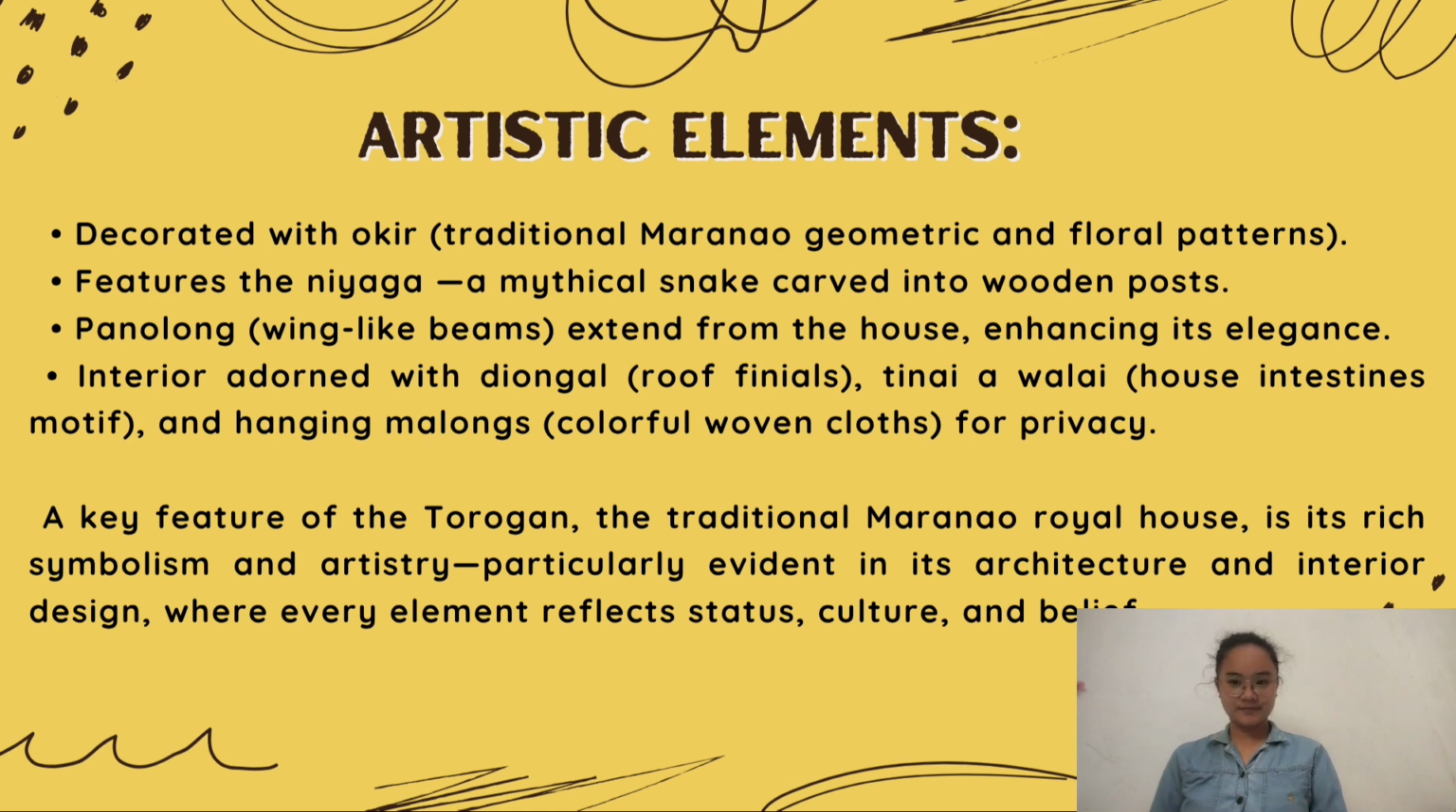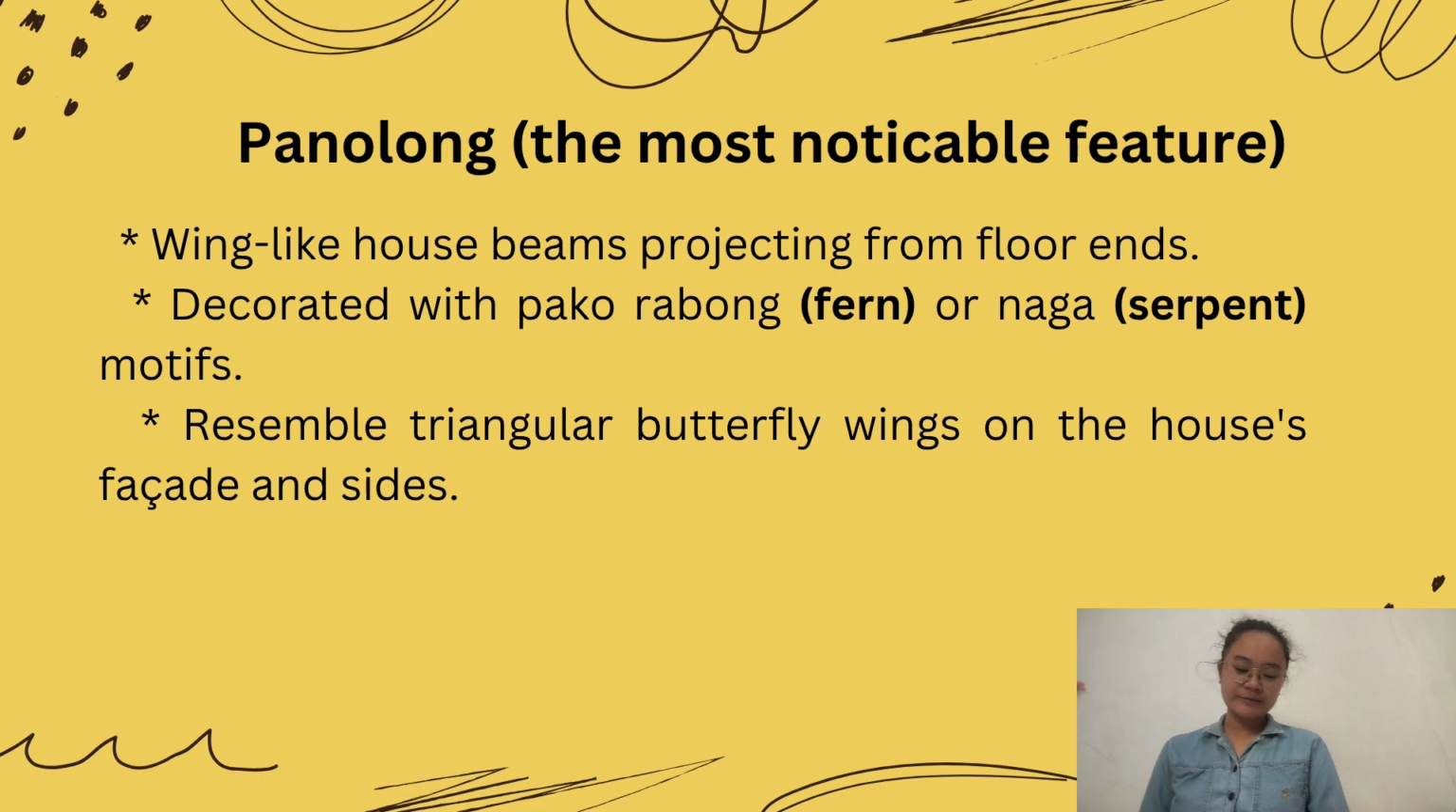A key feature of the Torogan, the traditional Maranao royal house, is its rich symbolism and artistry, particularly evident in its architecture and interior design, where every element reflects status and belief. The panolong is the most noticeable feature: wing-like beams projecting from the floor ends, decorated with pako rabong, or fern, or naga, serpent motifs, resembling triangular butterfly wings on the house facade and sides.